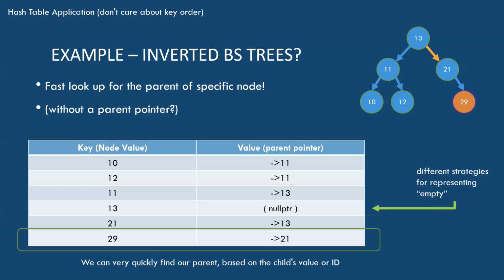And then we've got to have different strategies for representing when there is no pointer, right? For the root, we would not have a pointer going up there. So that would probably be a null pointer.